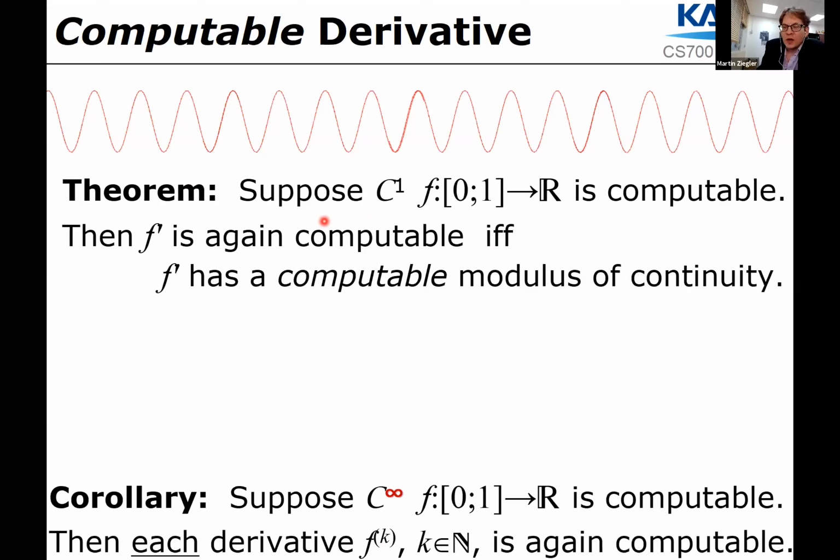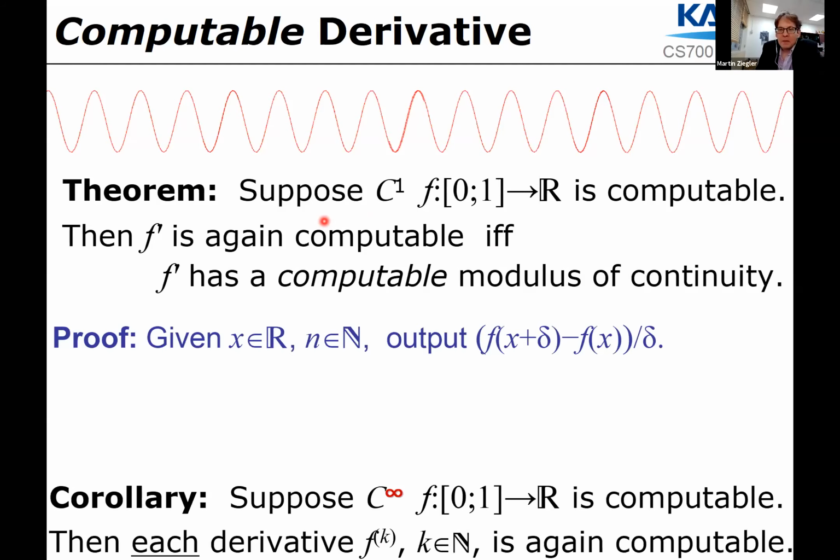And as I said, one direction is obvious. We already know that a computable modulus of continuity is necessary for computability. So let's now look at the converse. We're going to describe an algorithm which evaluates the derivative up to any error 2 to the minus n at any given argument x inside the domain, inside the unit interval. So we're given a real argument and a precision parameter, and the goal is to output an approximation to the derivative f prime of x up to this error 2 to the minus n.